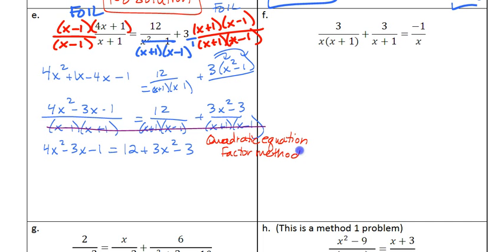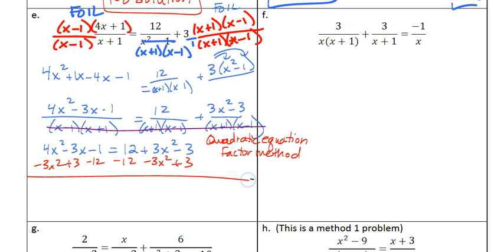What I mean is, we're going to get everything to one side, so we're going to set it equal to 0, and then we're going to factor it. So I end up with 4x squared minus 3x squared is 1x squared. Negative 3x has nobody to combine with. And then I got 3 plus negative 12 plus negative 1. So that's negative 13 plus 3, which is negative 10.